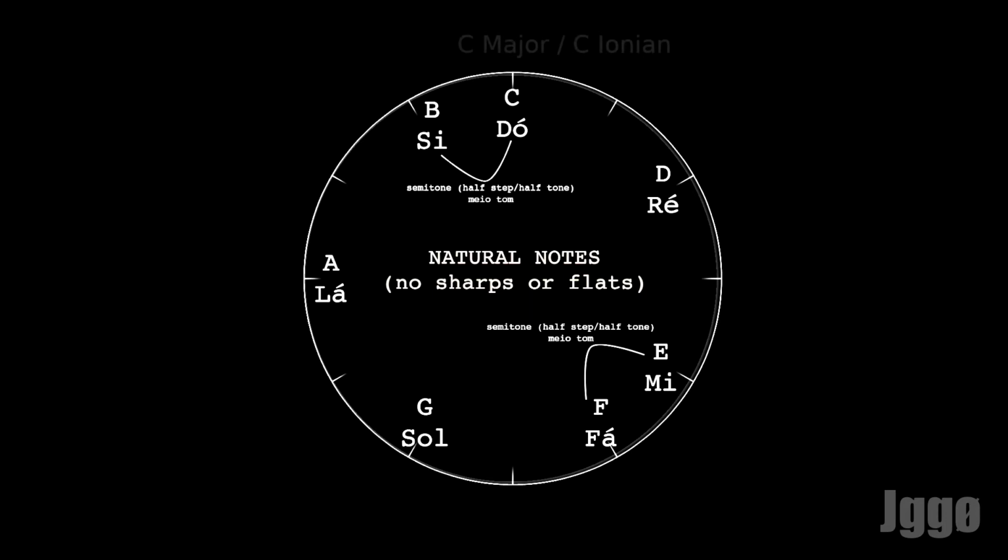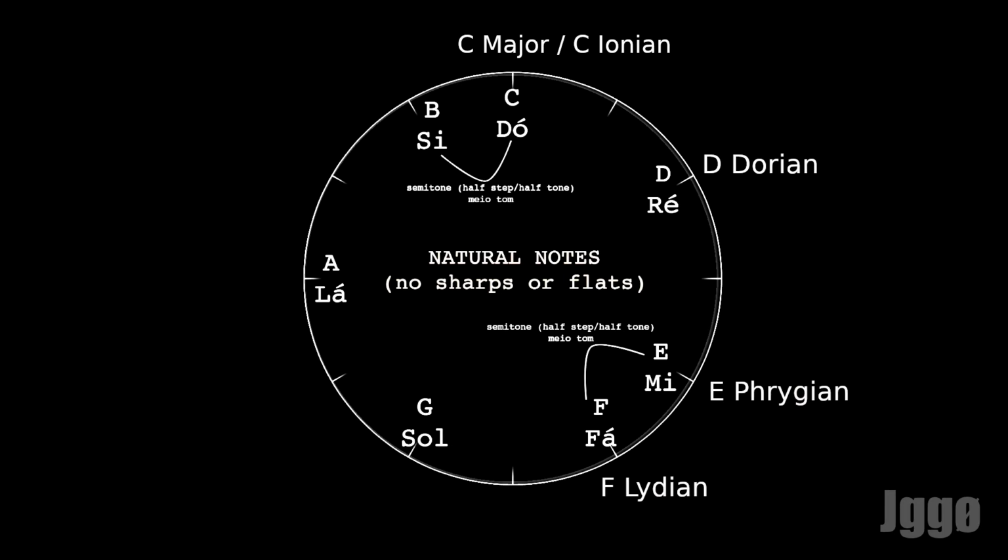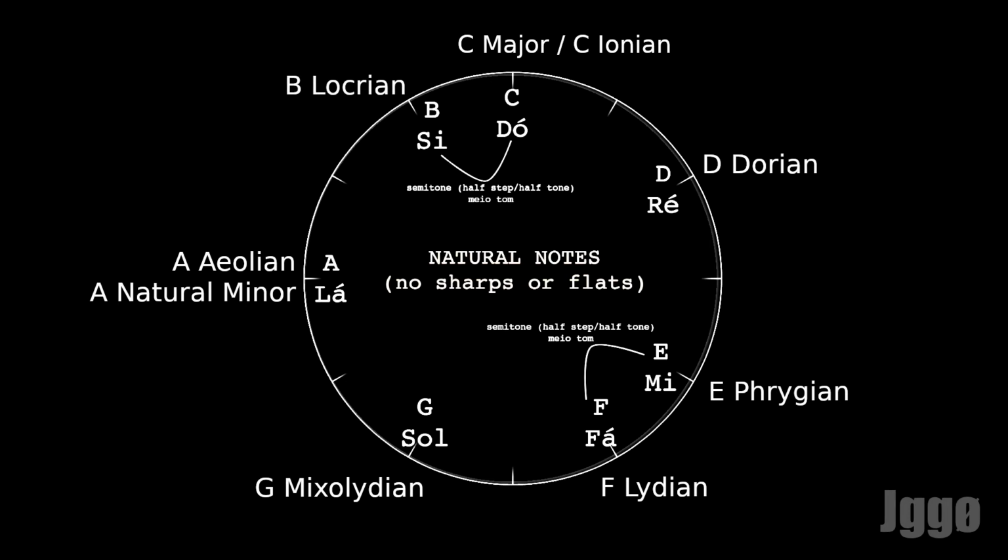From C and back to C, we have C major, or the C Ionian mode. Here you have the semitones between notes 3 and 4 and notes 7 and 8, which is C again. This is the code shared between all major scales, 3 to 4 and 7 to 8, the place of the semitones. From D to D, we have the D Dorian mode, then E Phrygian, F Lydian and G Mixolydian. From A to A, the Aeolian mode, also known as the natural minor scale, B to B, Locrian.